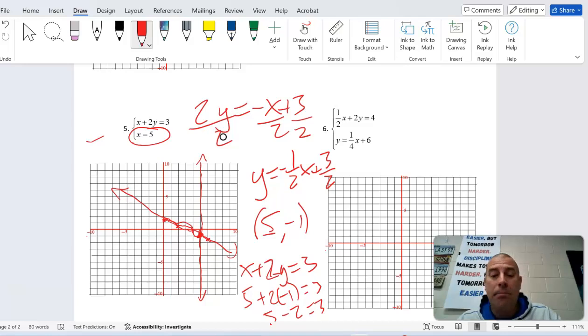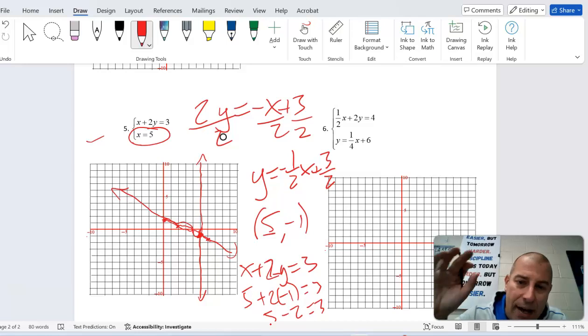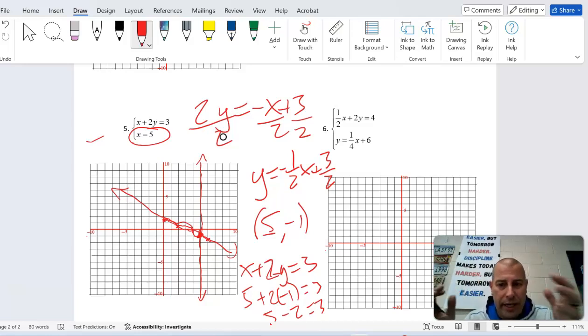So again, graph them, find where they cross. If they're not whole numbers where they intersect, we ain't using graphing. It's a nice technique to visualize, but really where it's at is substitution, elimination. So there you go. We're set. Graphing.